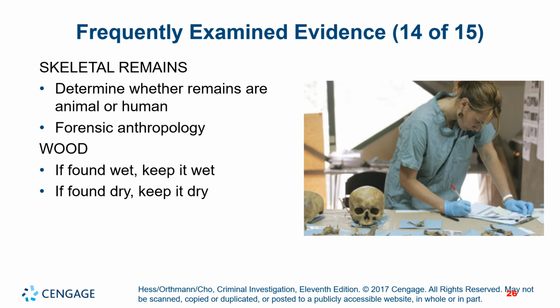Wood comparisons are often possible regarding the type of wood and its origin. With wood, if it's found wet, keep it wet, because it may not just be wet with water, and even if it is water, that water can contain what are called diatoms, which identify the source of the water, or it could be soaked with some other type of liquid. And so if it's wet, keep it wet. If it is found dry, make sure to keep it dry.